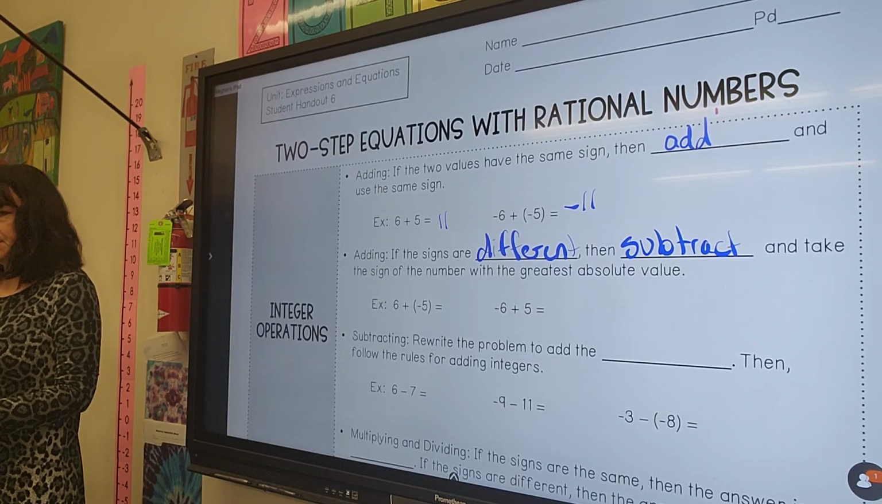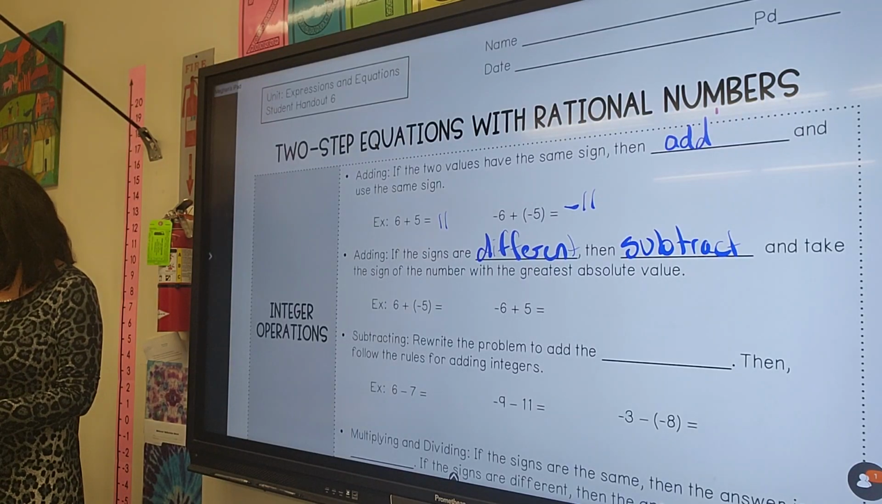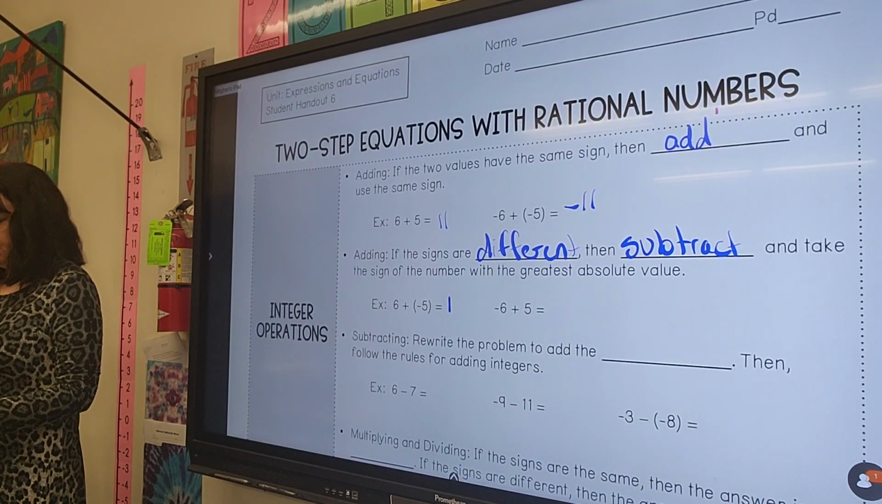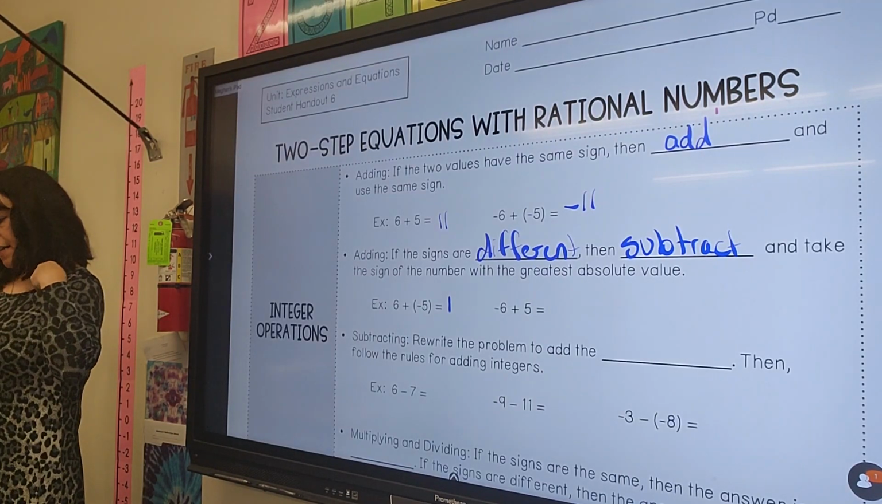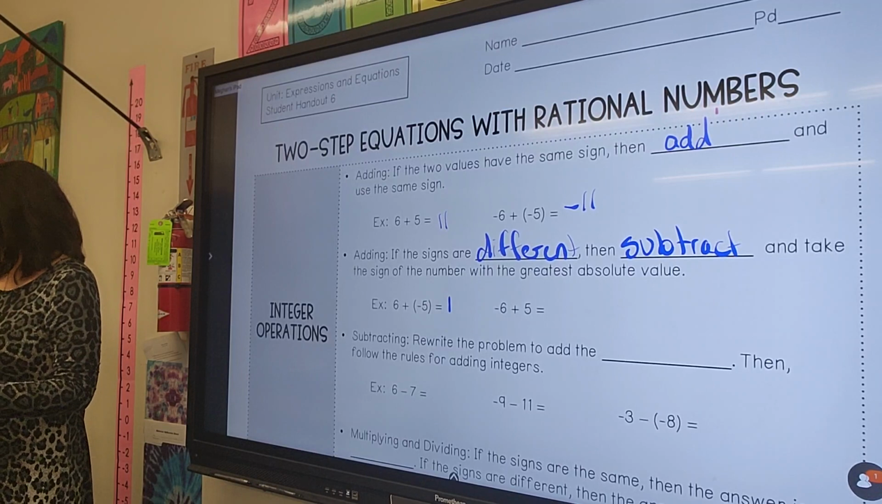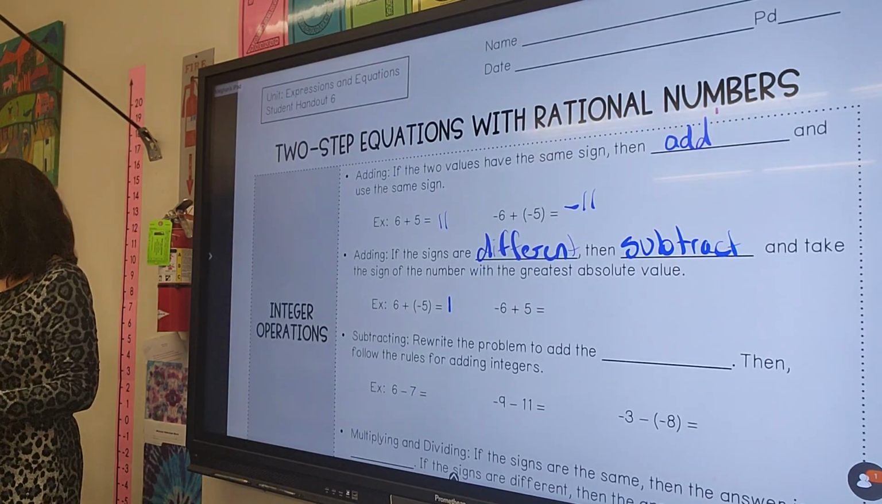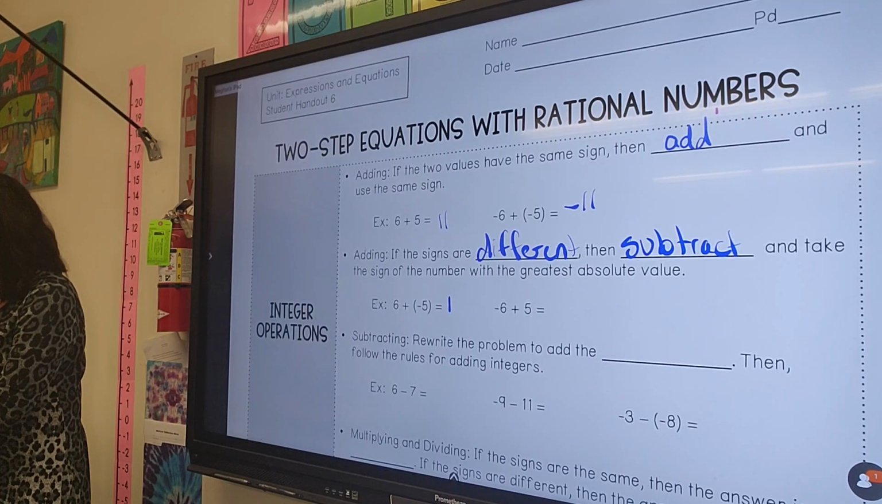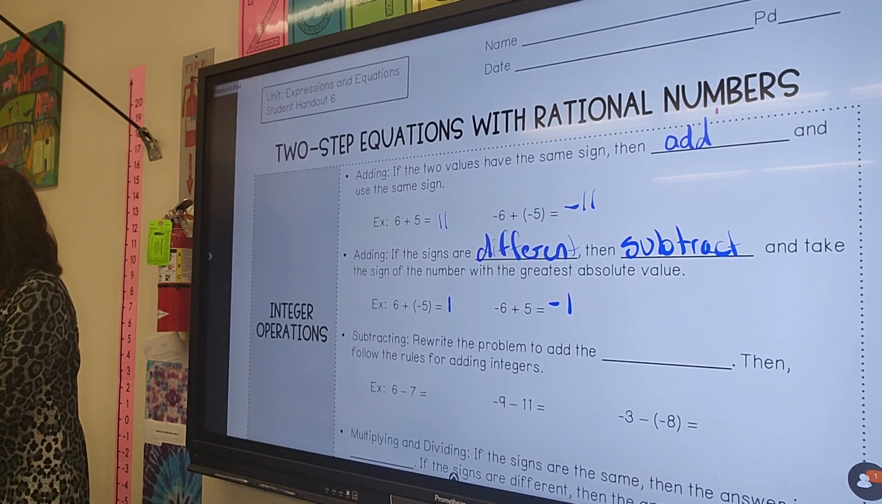So 6 plus negative 5, what do you think the answer will be? 1, yeah, because 6 minus 5 is 1. Positive 6 has a greater absolute value than negative 5. So what's negative 6 plus 5, TJ? Negative 1. Negative 1, yeah. We just started, we're reviewing integer operations here.